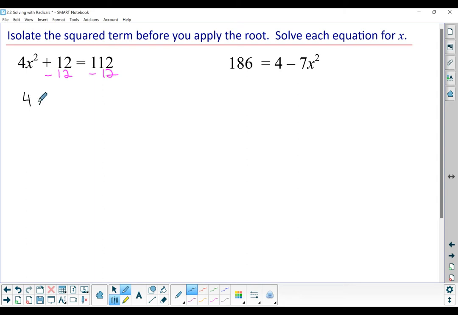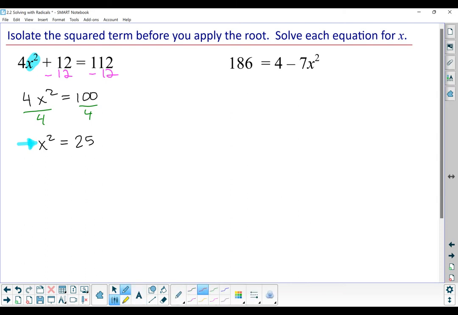That gives us 4x squared equals 100. And then we would divide by 4 on both sides, and that will give us x squared is equal to 25. Now we have this square right here. We have that isolated. It's all by itself now. So now we're ready to apply our square root to both sides.